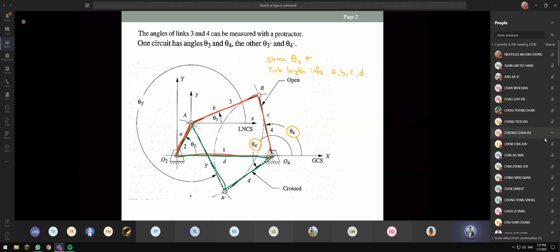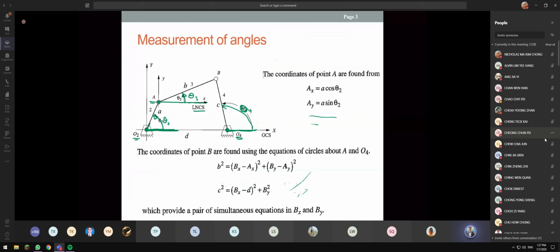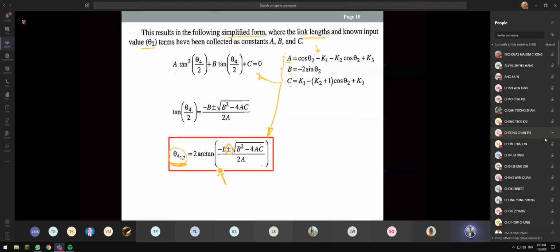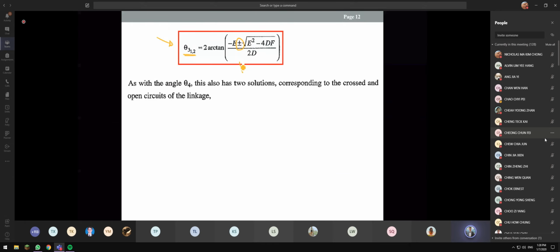The same happens to theta 3. We have one here, and the other one will be basically here. This will be theta 3 prime; sometimes I call it prime. That's the way we get the different angles for theta 3 and theta 4. This is actually what really happens in a linkage. You get the plus minus, so there are two angles there, same as theta 3 here.